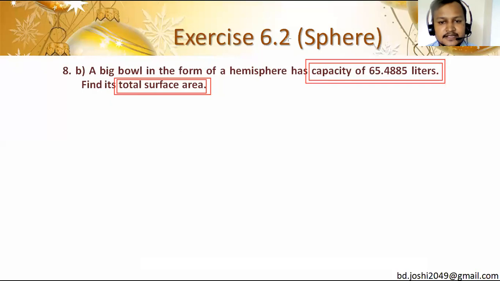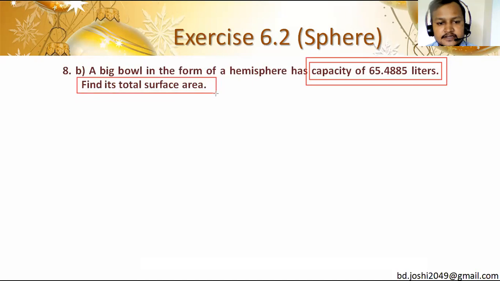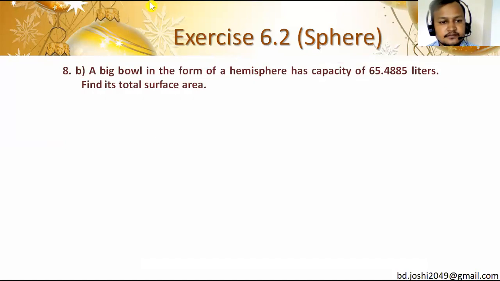So there are 3 steps in its solution. First step, convert the capacity into volume as cubic centimeter or cubic meter, and after converting that, use the formula of volume and find out diameter or radius. Radius or diameter then use the formula of total surface area. Okay, so write the given things.